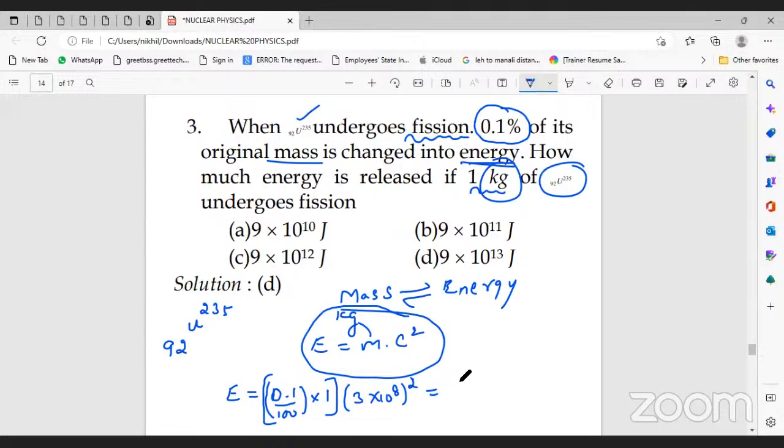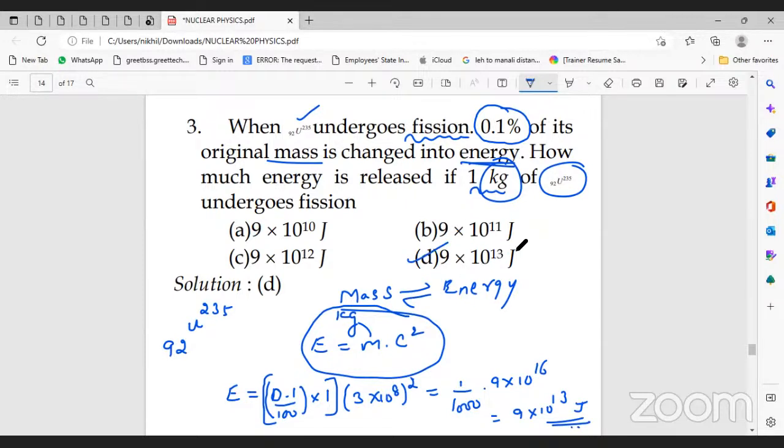So this is 0.1 by 100, which is 1 by 1000, into 3 squared is 9, into 10 power 8 into 2, which is 16. So this implies 9 into 10 power 13 joule. So what is the energy stored? 9 into 10 power 13 joule.